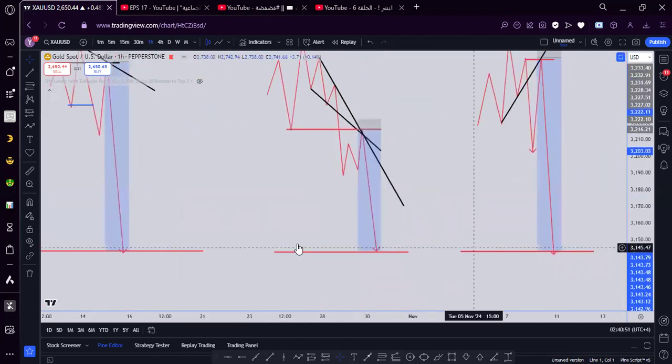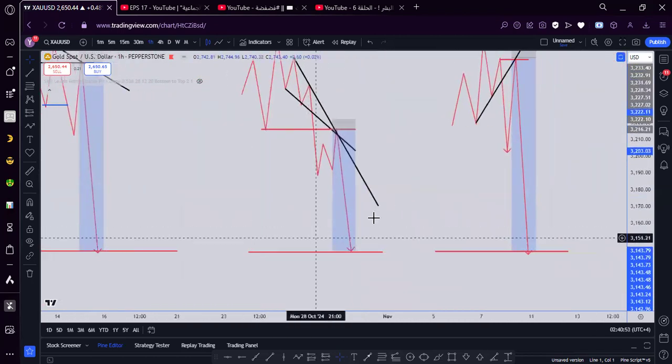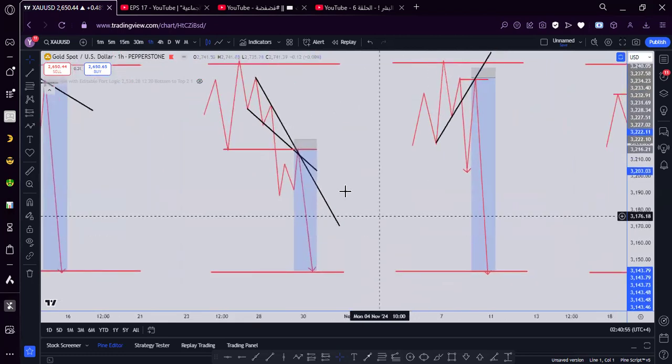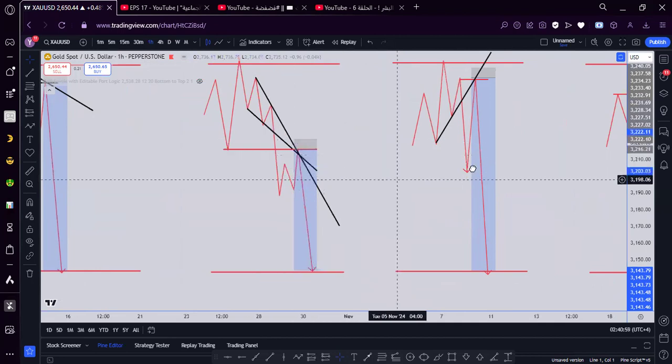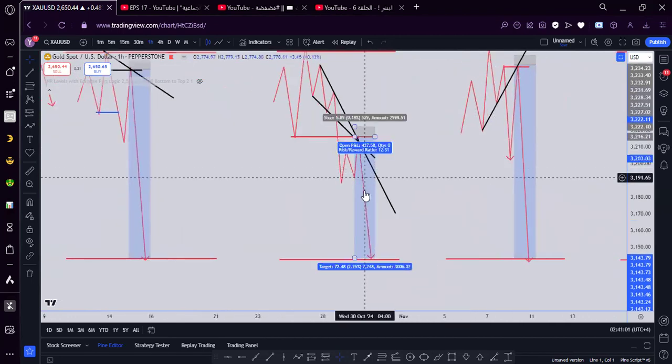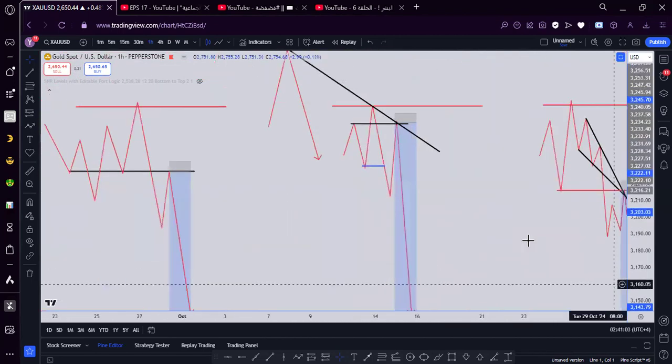Your TP is always until the next fresh daily, and it's better to use 1 2 3 RR. After that, save half of your trade and let the rest run, all right?